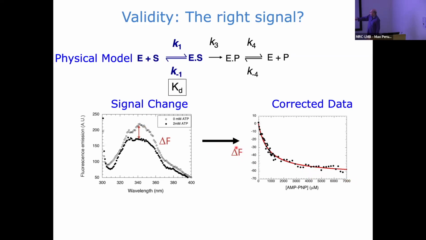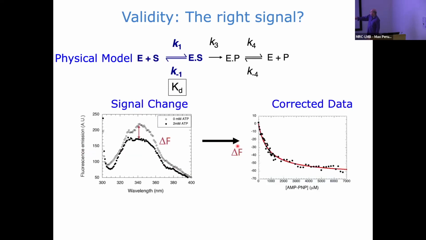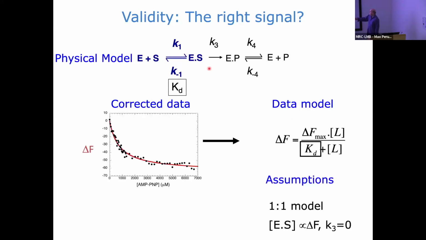Then we could say that, yeah, this is representative here. And hopefully we're going to find out what this KD is, this first bit. So we could take the corrected data and put it into a data model. The assumptions here are that it's one-to-one binding, and that the amount of enzyme-substrate complex formed is directly proportional to the fluorescence change.